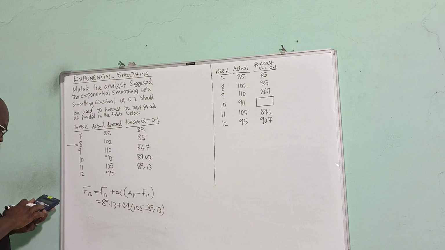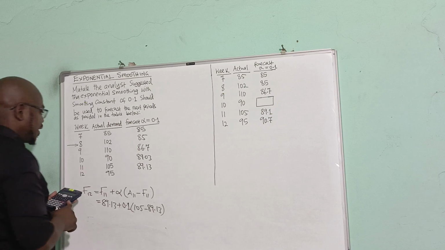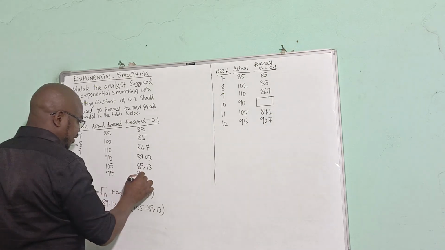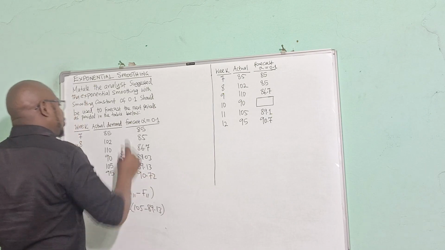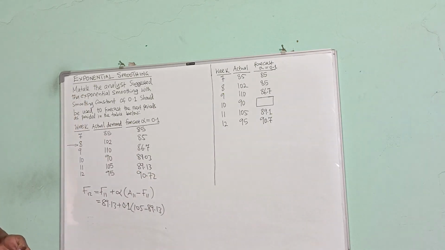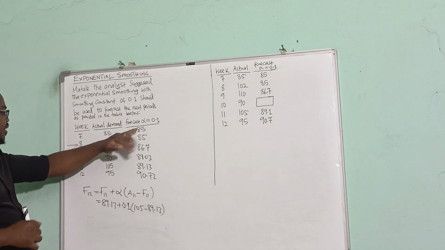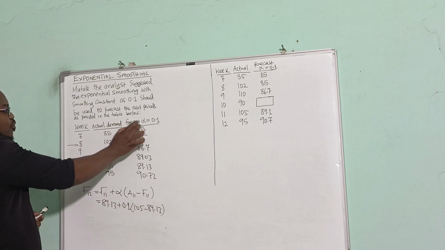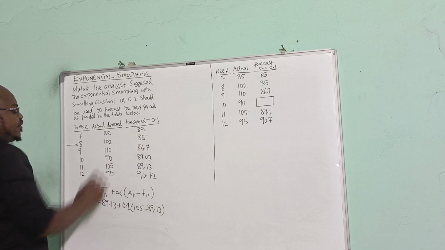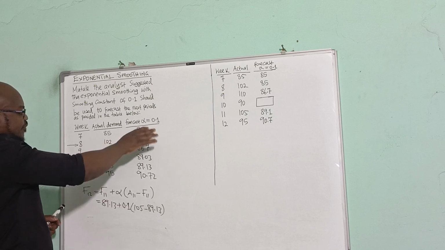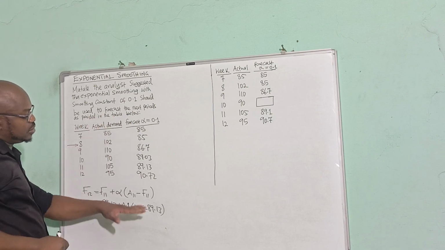This will look like something like this, and then I have 105 minus 89.13, close brackets there, and then I have 90.72. So this is how we would have performed the forecast from period 8 up to period 12, and the assumption was that the examiner hasn't given us the forecast for period 1, so we just shifted it there so that we can come down like that.